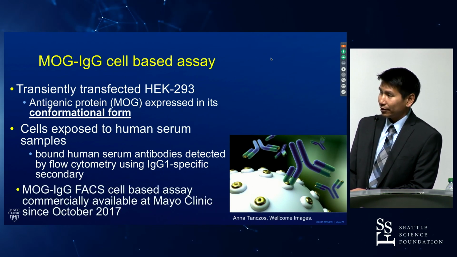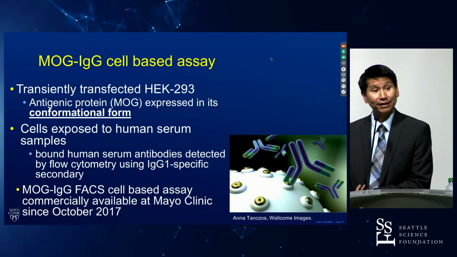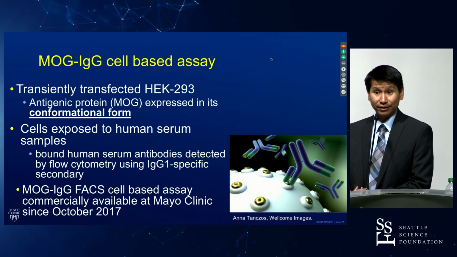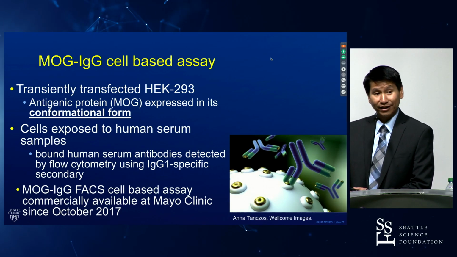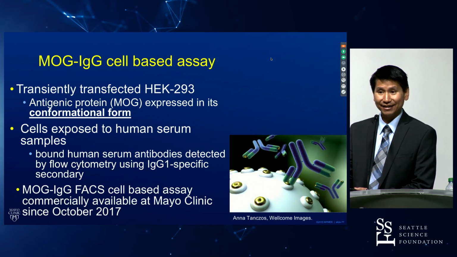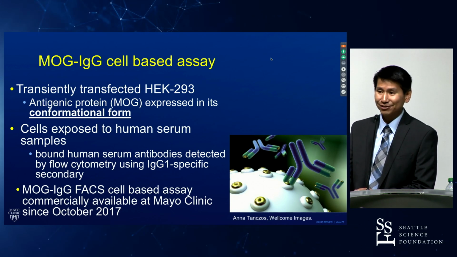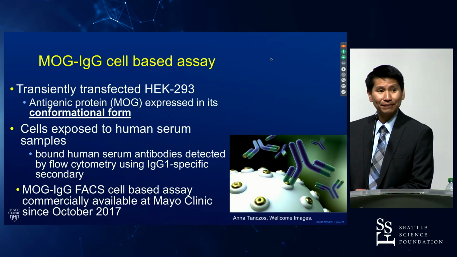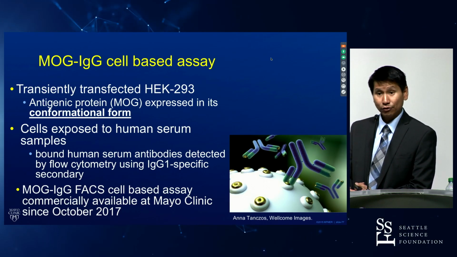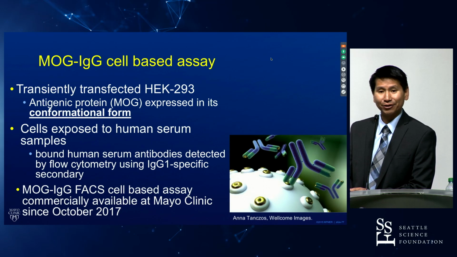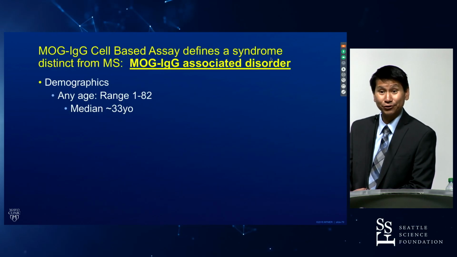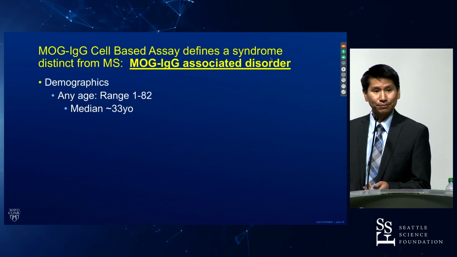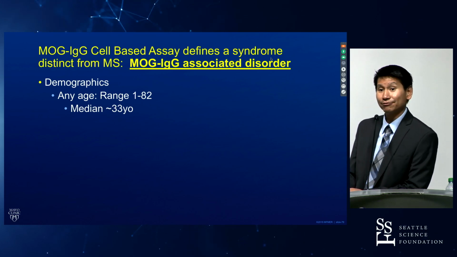So the MOG FACS cell-based assay first became commercially available at the Mayo Clinic in October of 2017. And that was actually the first commercially available MOG assay in the US. So we've only had this assay available commercially for 2 years now. So that's why this disease spectrum is constantly growing. Over the past year, both Quest and ARUP, and some other labs, are also offering MOG testing as well. So it's much more easily accessible. But really, we've had this antibody, again, only for 2 years. So the spectrum is going to expand, just like NMO expanded. I'm sure this will expand as well.